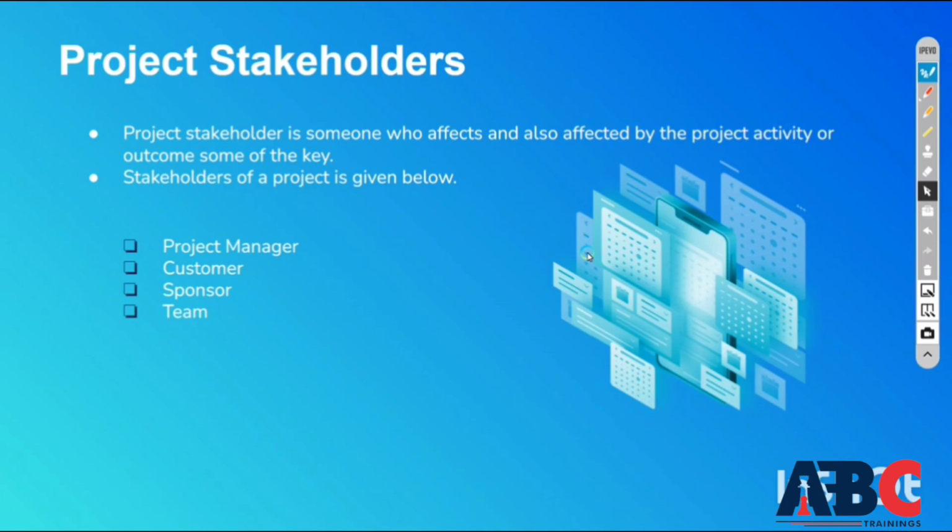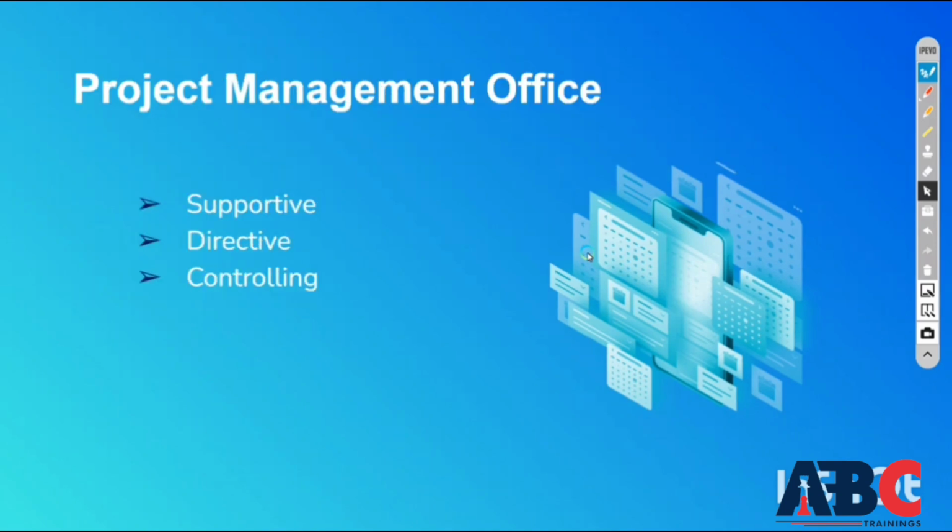Next, the project management office, or PMO, has three types: supportive, directive, and controlling. What is supportive? The people who guide you, the mentors, just provide support. If you need any guidance in a short time, they provide it to you. We call this the supportive management office. They help you in every way.